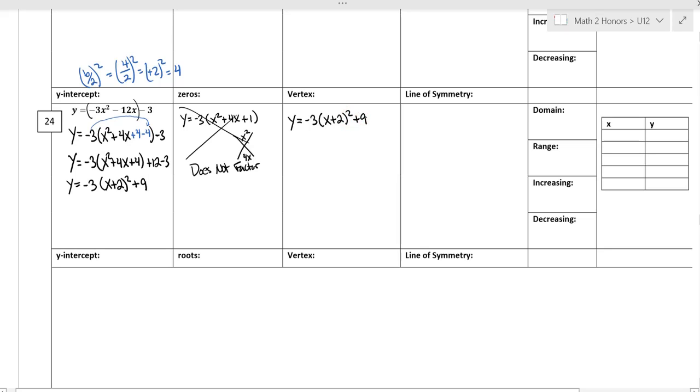Hopefully you're already having an idea now. When you graph this, is it going to open up or down? You should think, oh, it's opening down because a is negative, right? We can see our vertex is going to be at negative 2, comma 9. Line of symmetry is at negative 2. Y-intercept comes from standard form using the constant, which is negative 3.